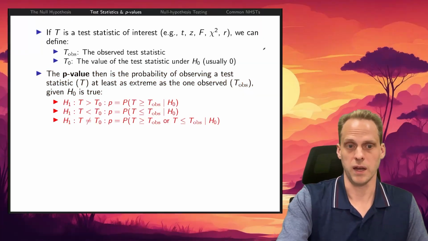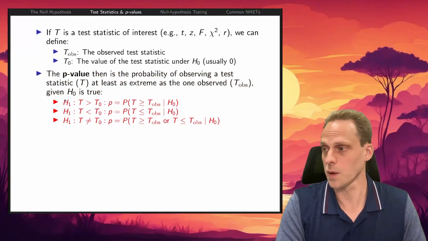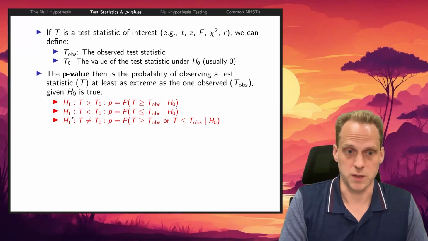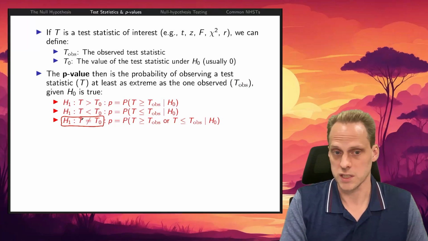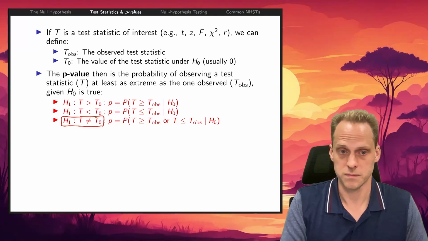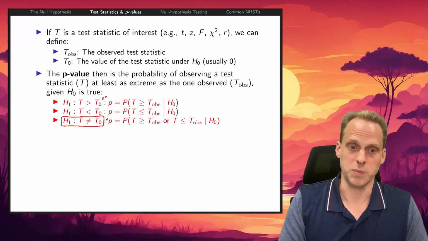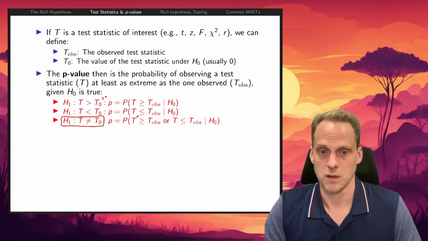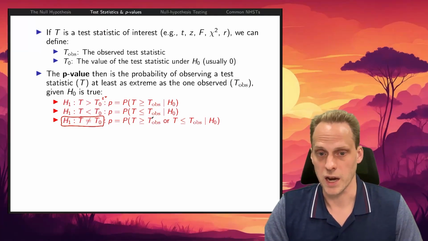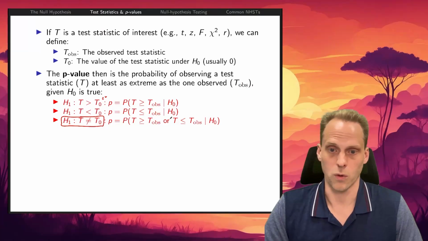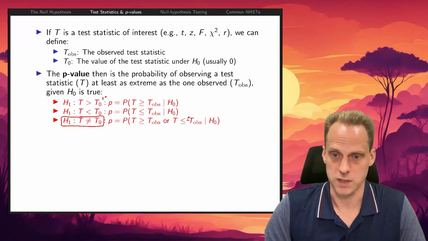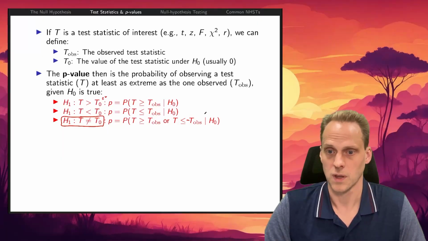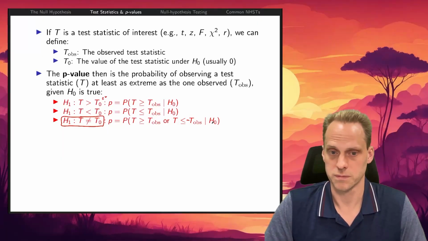Okay, and that actually depends on your hypothesis, which is a bit weird. So if your hypothesis, I hypothesize that the test statistic is not 0, right? T0 would then be 0 in most cases. Then the p-value is the probability of obtaining a test statistic higher than what we observed or lower than the negative value actually, what we observe, given that the null hypothesis is true.